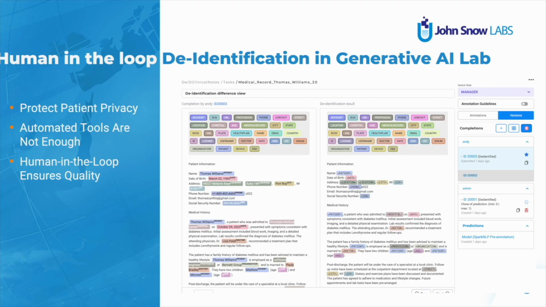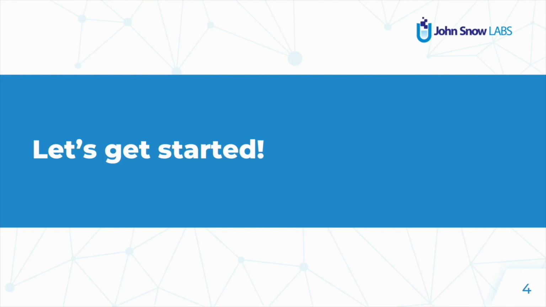In the context of de-identification, human in the loop means combining AI-driven predictions with human review to ensure accuracy and completeness. Instead of trusting the model blindly, the platform allows annotators to verify or adjust predictions and then pass the task on to a reviewer who performs final checks. This process is especially important for regulated environments where error in PHI masking can have legal or ethical consequences. Now that we have covered the why behind de-identification and the role of human reviews, let's take a look at how the Generative AI Lab implements the workflow in practice.